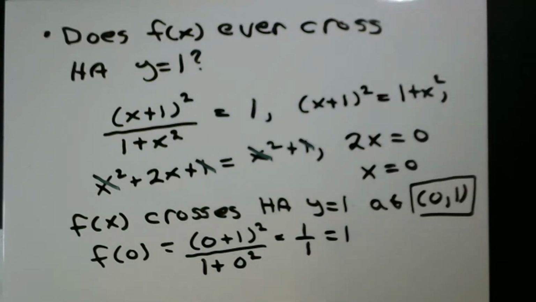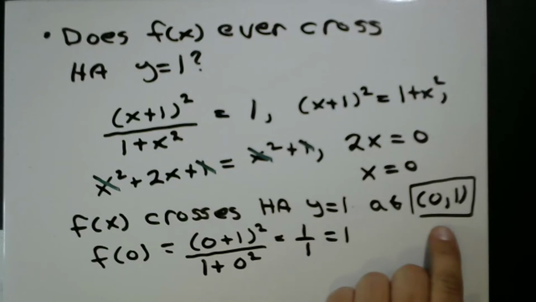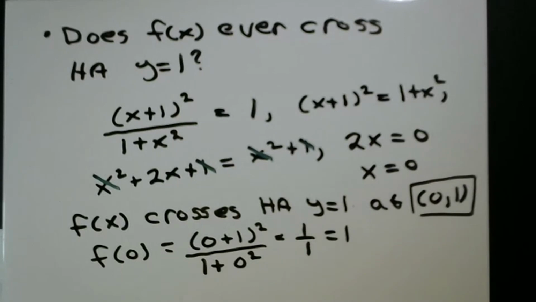But it crosses at (0, 1). So if you just wanted to go through the motions and check it, go ahead. That's what you should get. So that's going to be a special point. We know we cross the horizontal asymptote at (0, 1). This is also, if you notice, a y-intercept. So we cross the horizontal asymptote at a y-intercept of (0, 1).